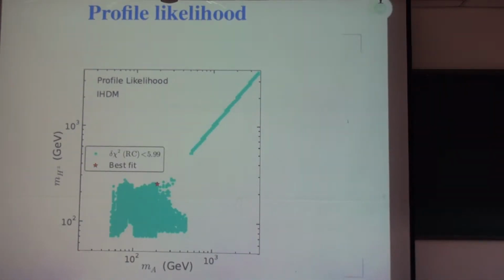This is just the same, but in the other plane, in A and charged Higgs, and so you can see the splitting is not very large over here, but for low mass, the splitting could be of the order of 250 GeV.